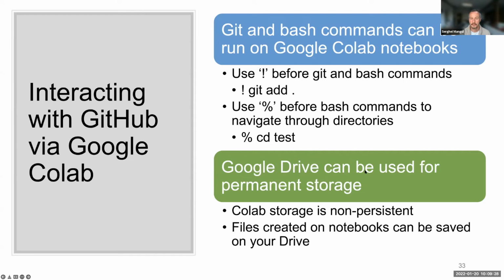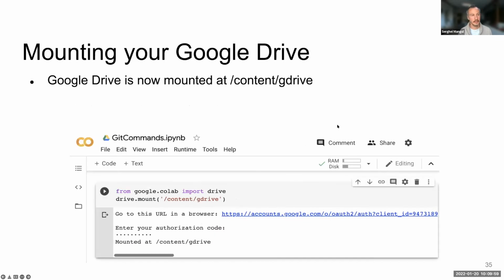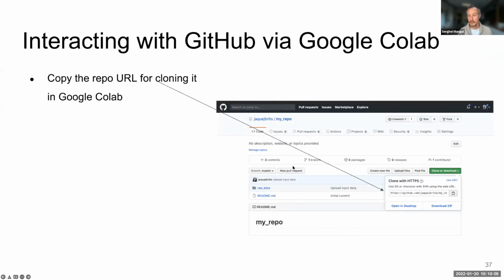Google Drive can be used for permanent storage, and I think we have covered that, right? Google Colab storage is not persistent, so if you don't save things to Google Drive, they will be removed from Colab. That's something we can skip because we covered it in the Unix session, so we will be skipping those slides.